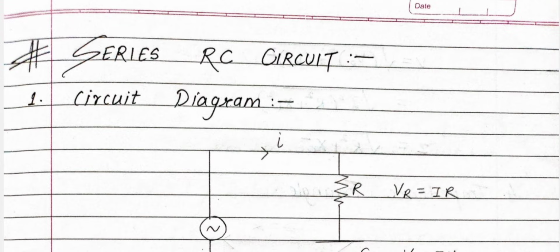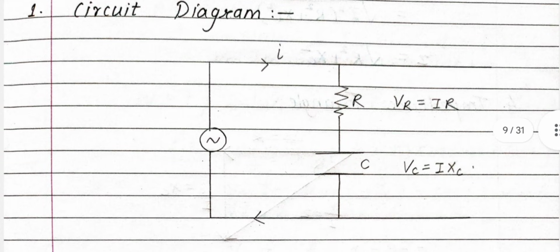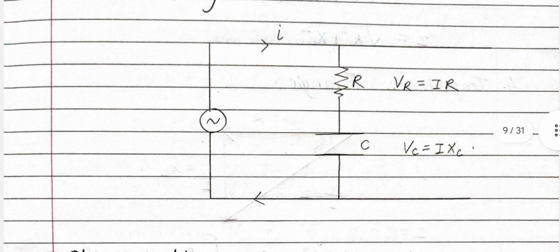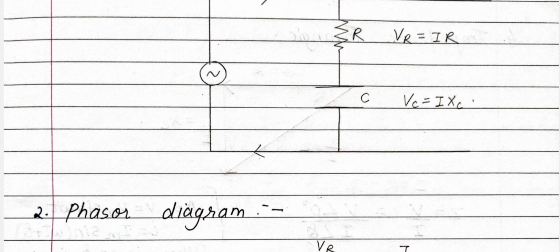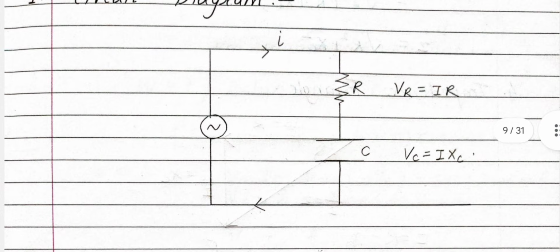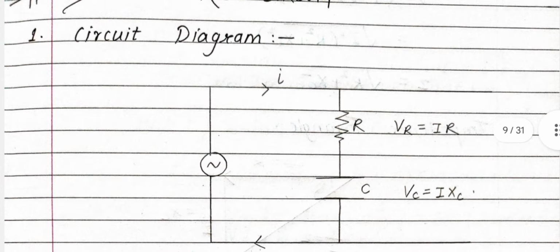Now we have the series RC circuit. Now you will find this very simple. Just replace inductance by capacitance over here, and the whole circuit diagram is the same, and just replace the formula: VC is equal to I into XC. I don't think I have to explain much now. So here resistance and capacitance you have to show in series.